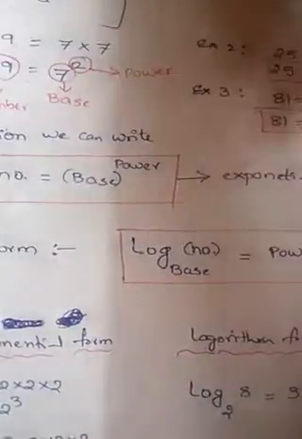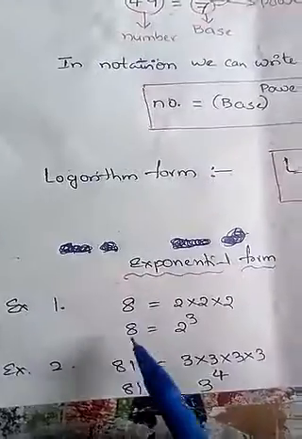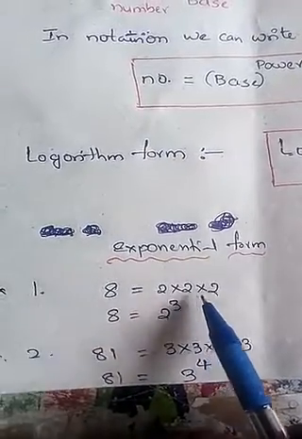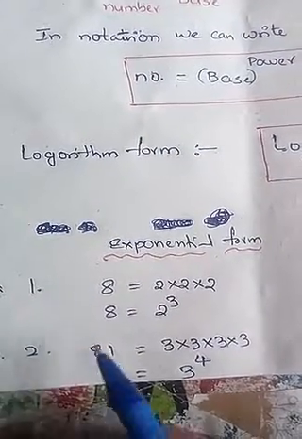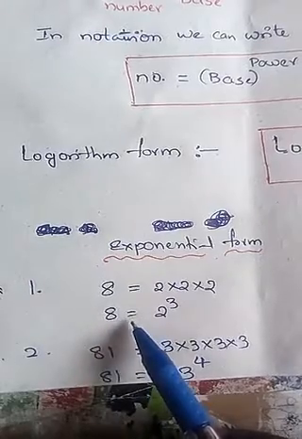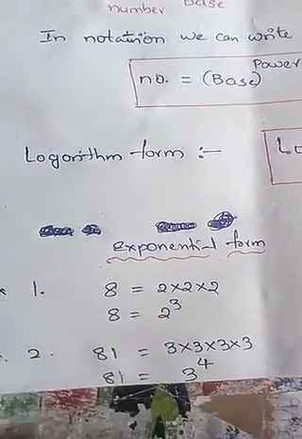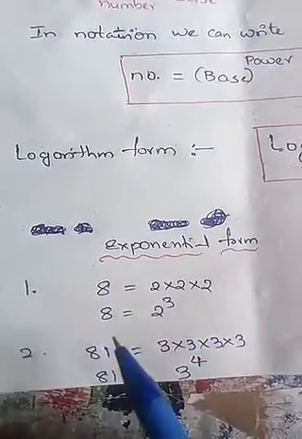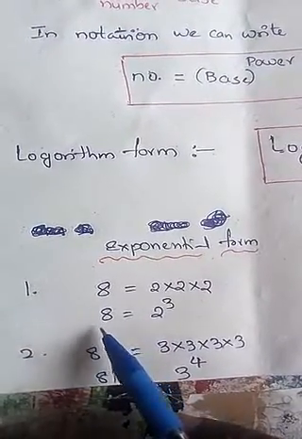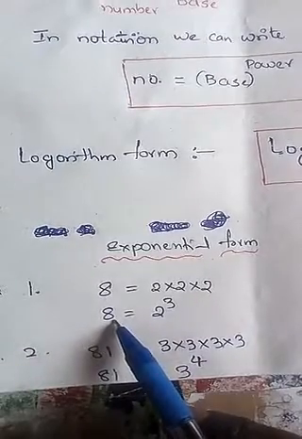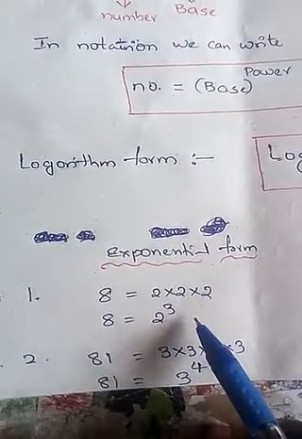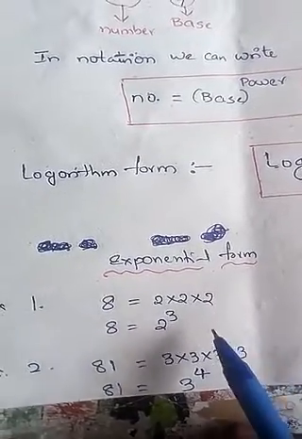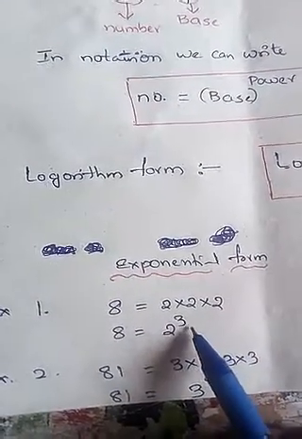See one example here. Suppose 8, we can write 2 into 2 into 2, right? Here 8 we can write 2 to the power of 3. 8 equals 2 to the power of 3. Here 8 is called the number, 2 is called the base, and 3 is called the power.